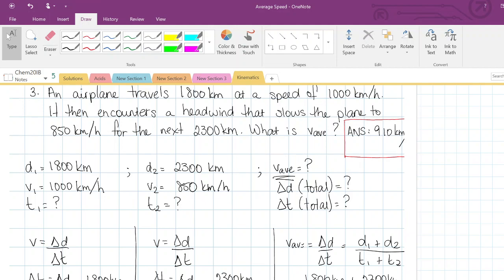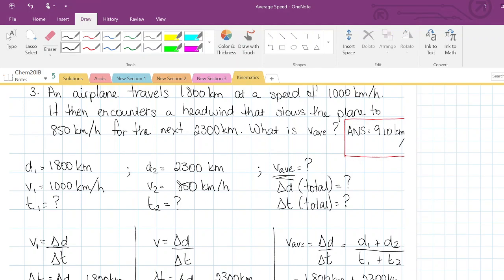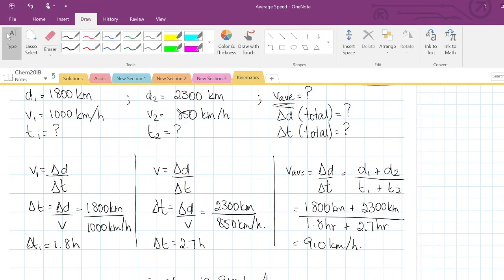I need to figure out for this first segment how long it took this airplane to travel those 1,800 kilometers at that speed. So I've rearranged my formula: delta T is equal to delta D over V1. I've got 1,800 kilometers over 1,000 kilometers per hour, and that gives me a time for this first segment of 1.8 hours. This is all for my ones. That's how long it takes for this first segment, 1.8 hours.